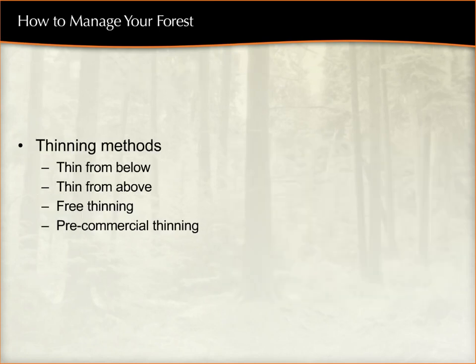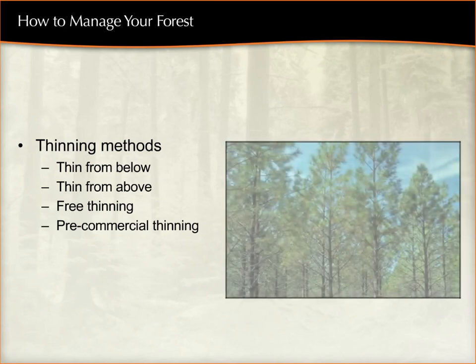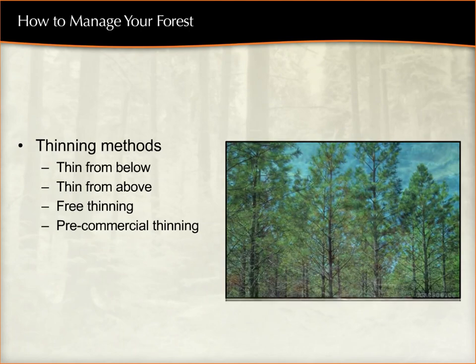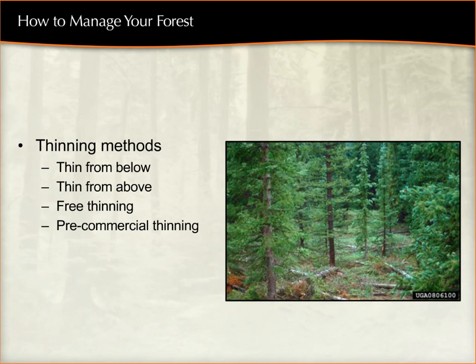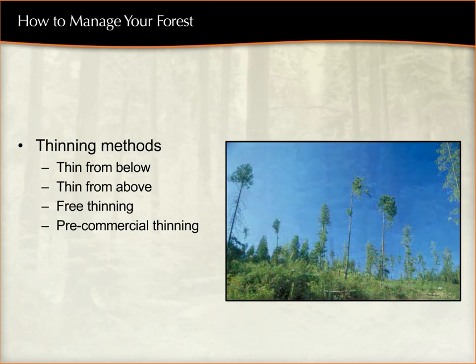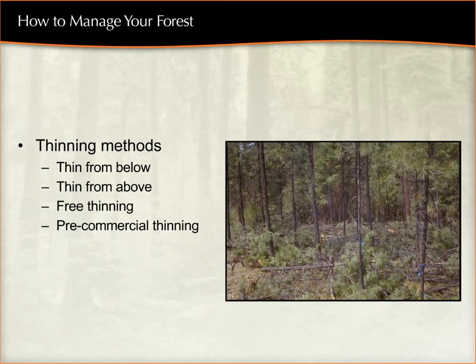There are many potential variations, but the four main thinning methods we'll discuss are thinning from below, or a low thinning, and thinning from above, or a high thinning, which can result in high grading if not careful. A free thinning is a combination of low and high thinnings, varying the techniques to either adapt to changing stand conditions or to meet multiple objectives simultaneously. Pre-commercial thinnings occur when a stand needs to be thinned to maintain growth, but the material is too small to be harvested commercially.